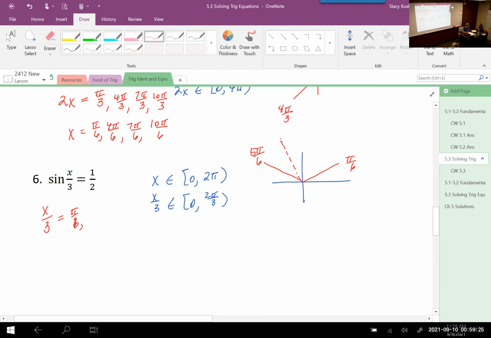5 pi over 6 falls outside of our domain, so I ignore it in the way that I have restricted this, right? So I only have one angle that I'm technically dealing with here, right? So I'm not done because my angle is divided by 3. So if I divide by 3, that's the same thing as multiplying by 3 over 1, correct? So x would be 3 pi over 6, or in other words, pi over 2.